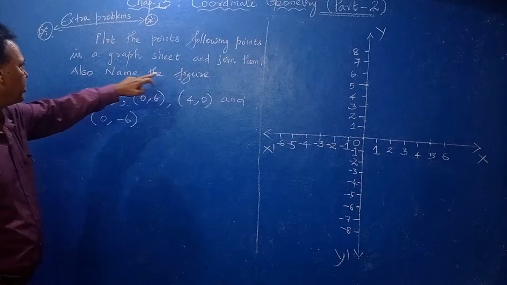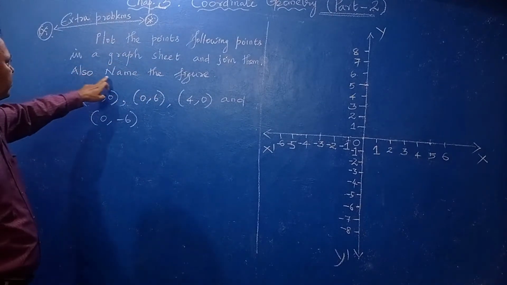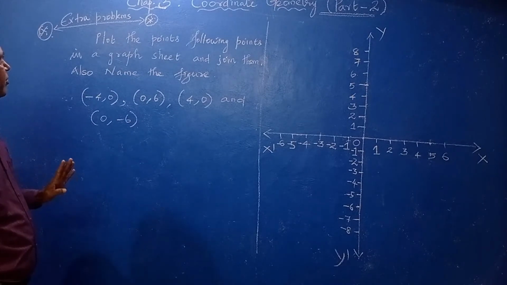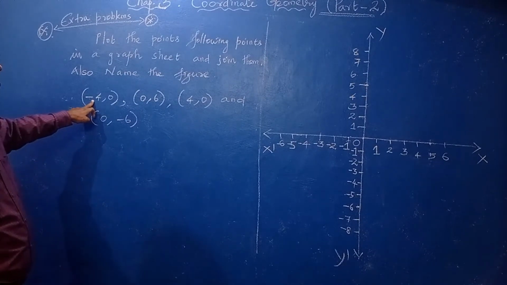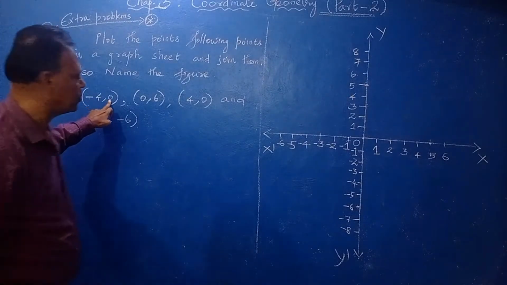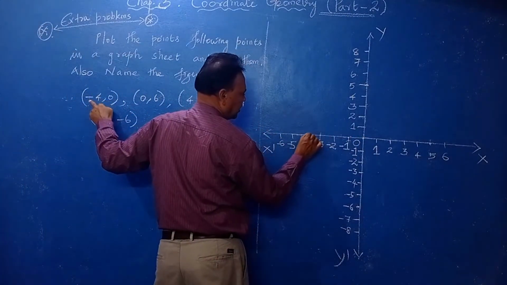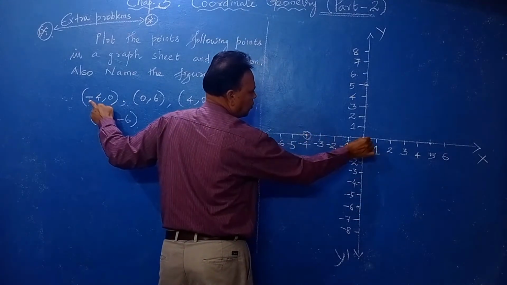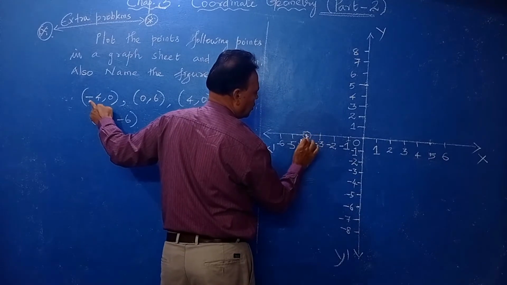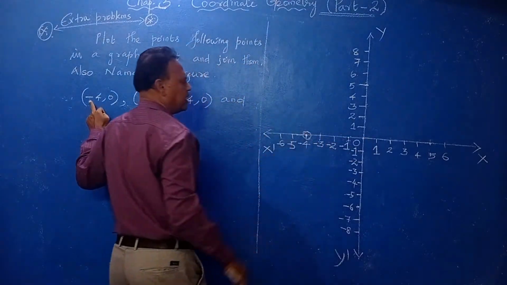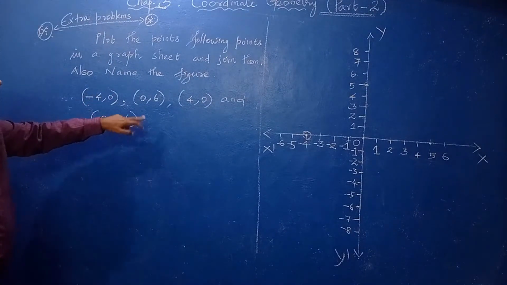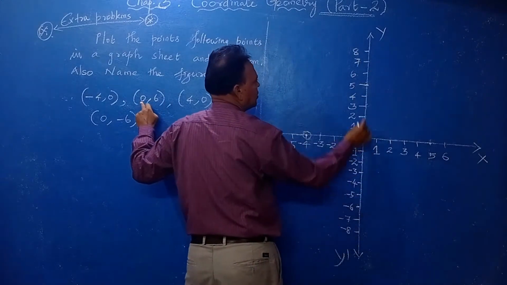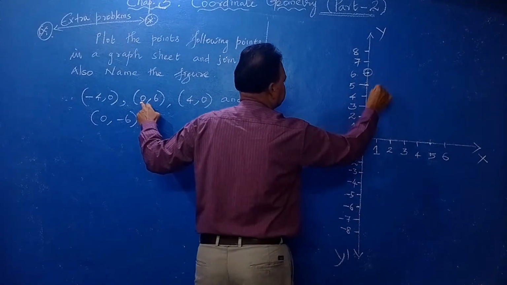Plot the following points on a graph sheet and join them. Also name the figure. After joining, you have to name the figure. Very important. So first we will plot the points. Minus 4, 0: on the x axis, minus 4 here. Y is 0, so y is 0 means the point lies on the x axis. So minus 4 you have to mark it. 0, 6: x is 0 means the point lies on the y axis. So 6 you have to mark it.